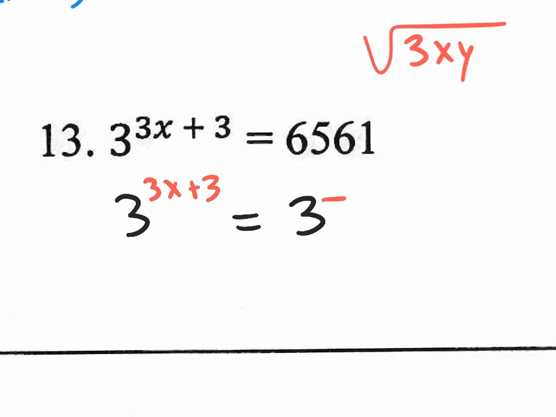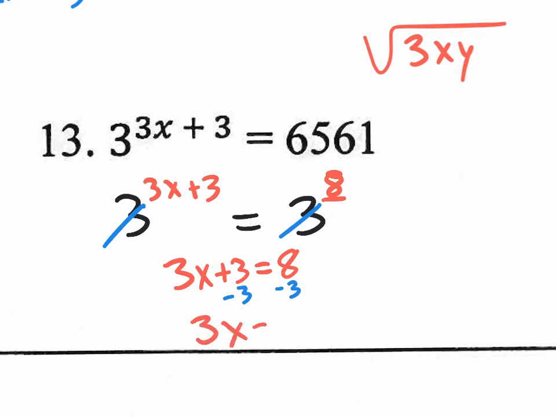That's 2,000. That's too small. 2,187. Too small. So 3 to the 8th. Let's try 3 to the 8th power. There it is, 3 to the 8th power. So on a calculator, just guess. And now you'll see that you could scratch out the base 3, and you have a simple equation, 3x plus 3 equals 8. And you could subtract 3 and subtract 3, and we will get 3x equals 5.